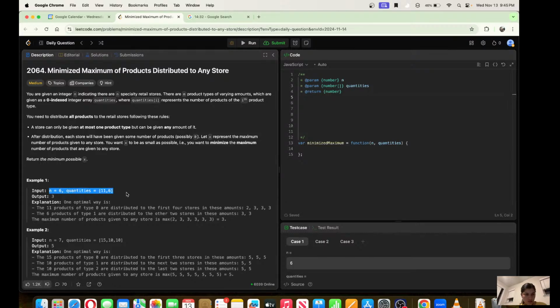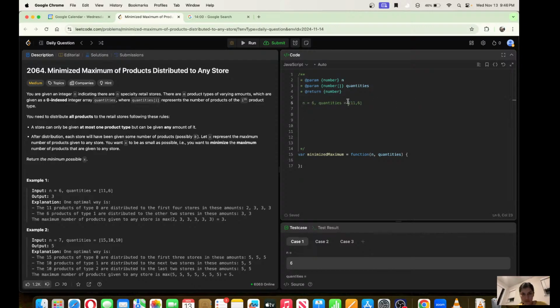Minimize maximum of products distributed to any store. Okay, so you are given an integer n, indicating that there are n specialty retail stores. There are m product types of varying amounts, which are given as a zero-indexed integer array quantities, where quantities[i] represents the number of products of the ith product type.